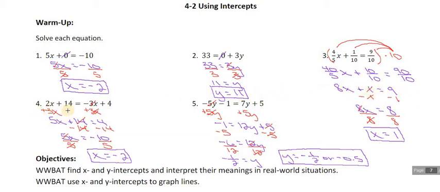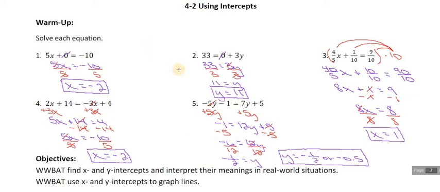Number 4, we had x's on both sides. 2x is bigger than negative 3x, so I moved the negative 3x to join the 2x by adding 3x to both sides. And number 5, we had y's on both sides. 7y is bigger than negative 5y, so I added 5y to both sides to bring all of our variables on the right side. I ended up with negative 1/2 equals y, which means y equals negative 1/2, or negative 0.5. I'm fine with decimals as long as they are terminating decimals, meaning they stop.